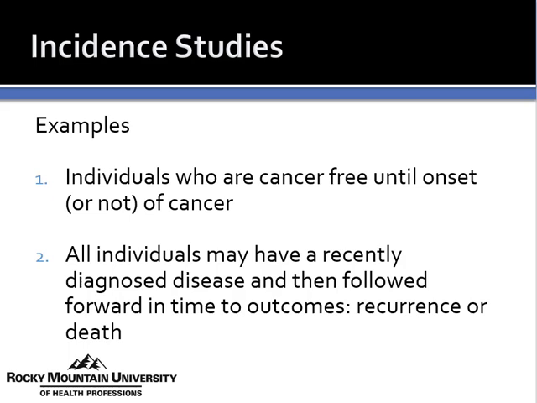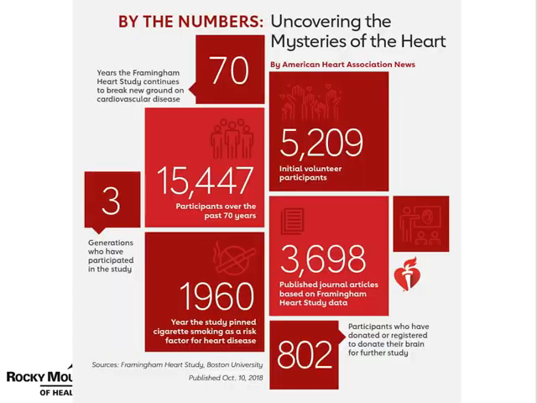Or maybe they had the disease, they were treated, and then followed forward for recurrence. What increased that risk of recurrence or not? Recurrence might be one of those things where if you've got a diseased population, was it because they didn't stop smoking? Was it because they did not change their diet or they did not continue an exercise program?